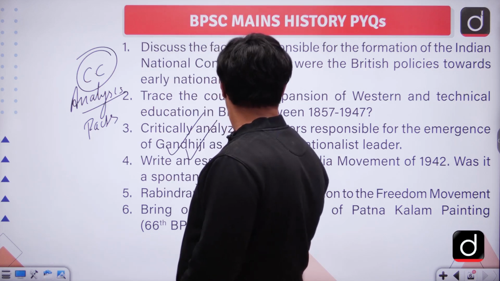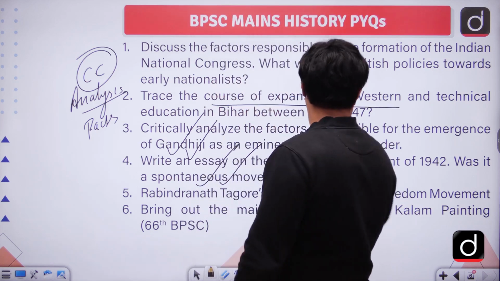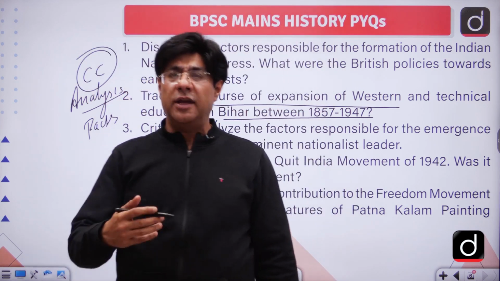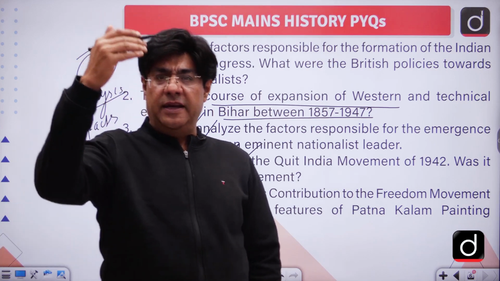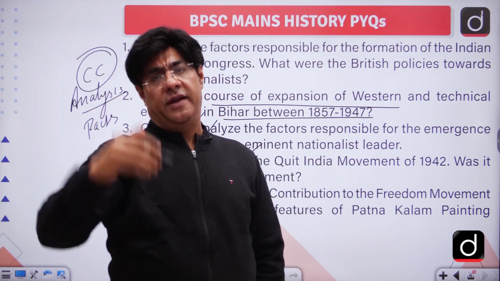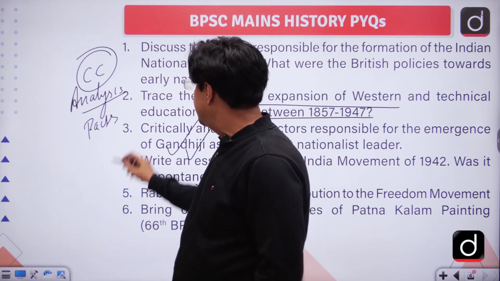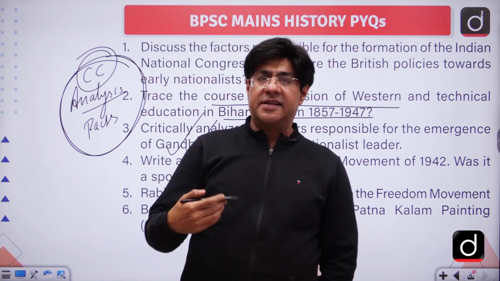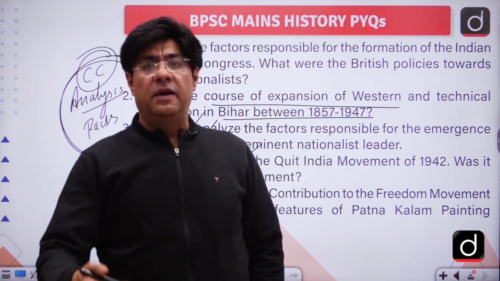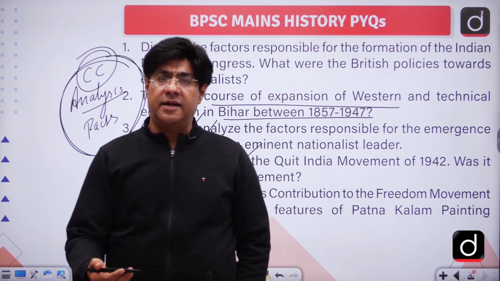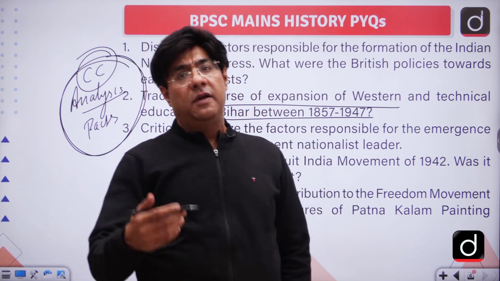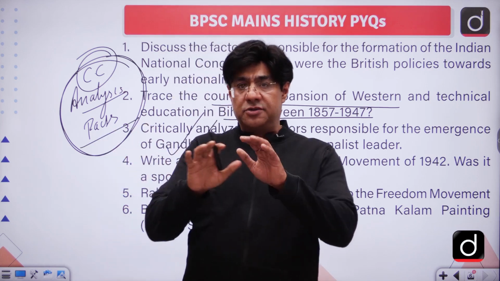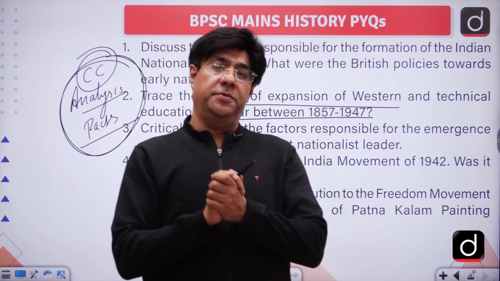Some questions are very factual, like this one: trace the course of expansion of Western education in Bihar between 1857 and 1947. This is factual. You need to know the years in which institutes were opened and where. So these two types of questions are there. Some are analytical, some are factual. As I said, in the classroom we will put more emphasis on conceptual clarity, and through the course material we will give you details about the facts. This means that this is going to be a holistic course for you.